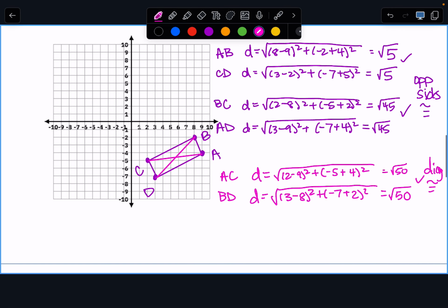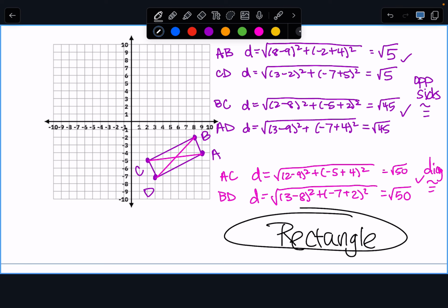Okay, so we have opposite sides that are congruent, but not all 4 congruent. We have diagonals congruent, so we have a rectangle. Okay, now, if you choose to use the distance formula, I better see all 6 of those.